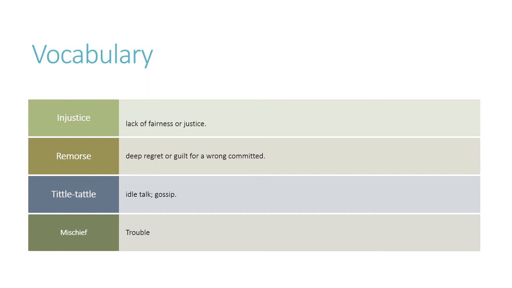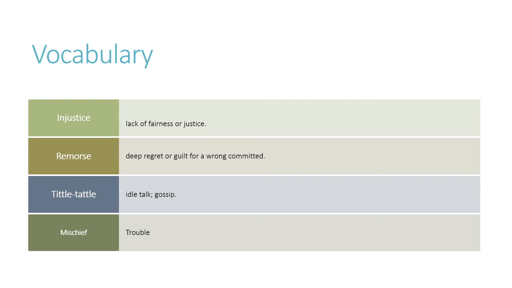And then another word is remorse. Remorse means deep regret or guilt for a wrong committed. So have you ever felt sorry or sad or regretted some of the things you did? Like you may do something horrible and you feel like you shouldn't have done that. That's called remorse. And another word is a strange word. It's called tittle-tattle. I don't really see that word a lot in my readings, but tittle-tattle means idle talk or gossip.